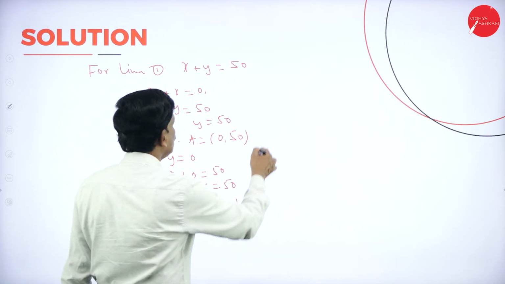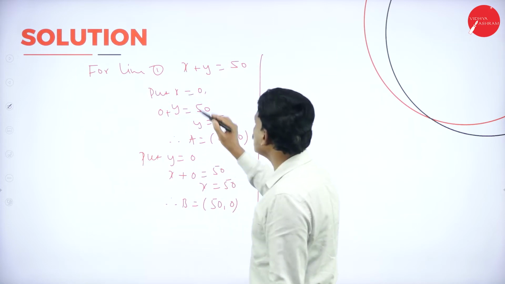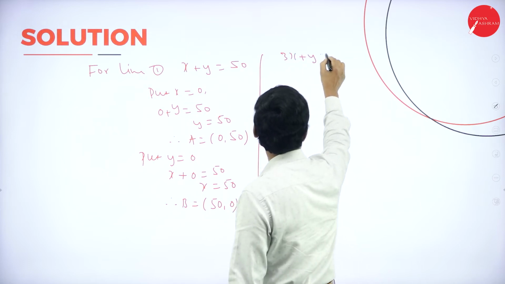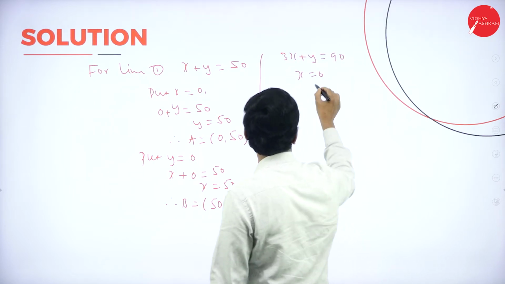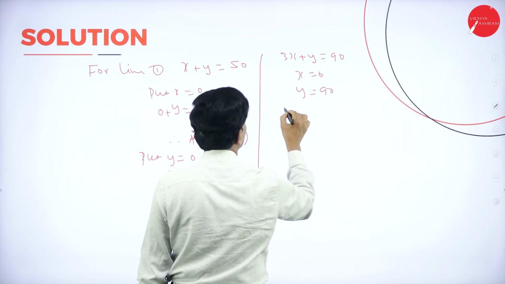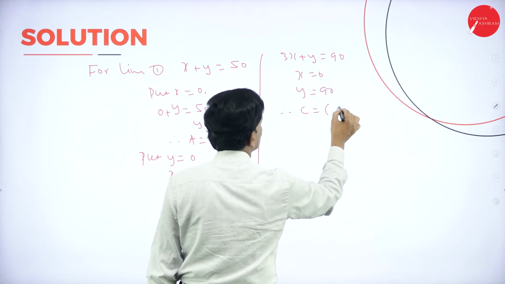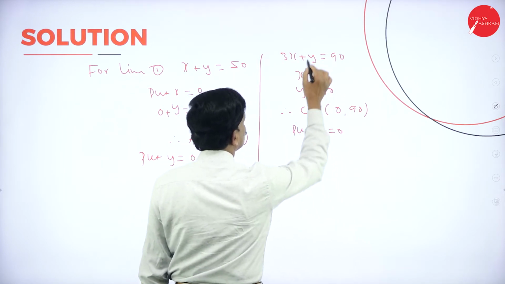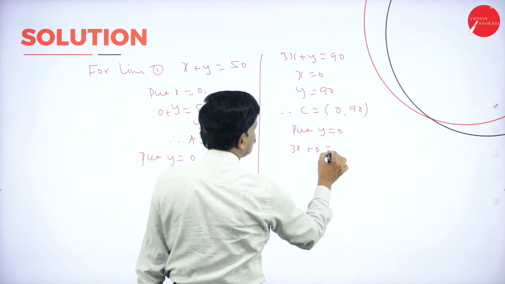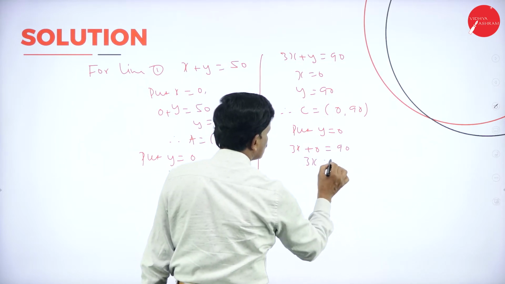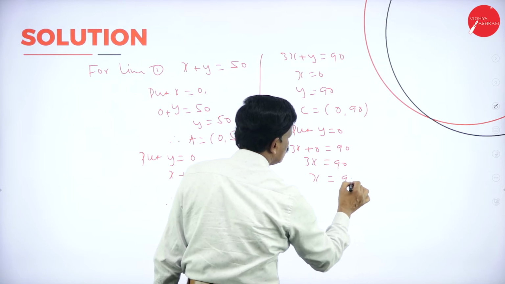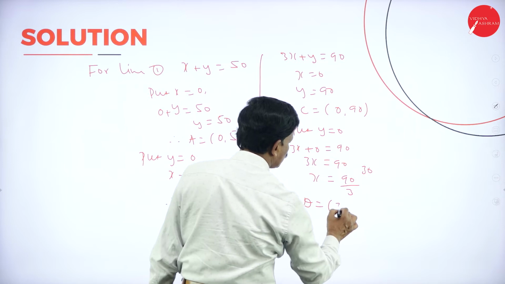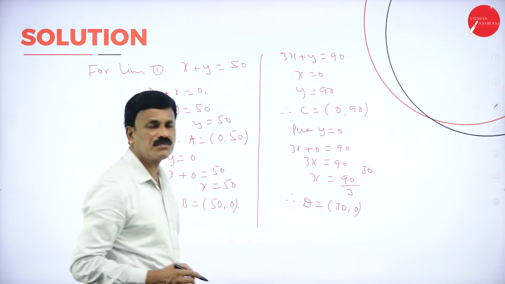Right. Now, similarly, for the second line, what is the second line? The second line is 3x plus y is equal to 90. Put x is equal to 0. You will get y is equal to 90. Therefore, the point C is 0, 90. Similarly, put y is equal to 0 in this equation. 3x plus 0 is equal to 90, or 3x is equal to 90. x is equal to 90 by 3, which is nothing but 30. So, therefore, the other point D is 30, 0. Like this, find out the points.